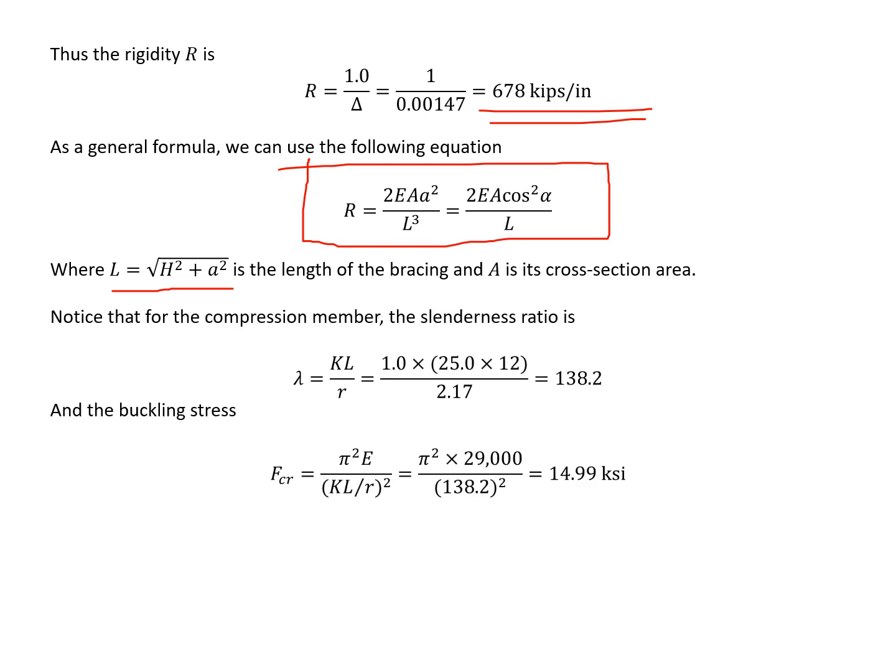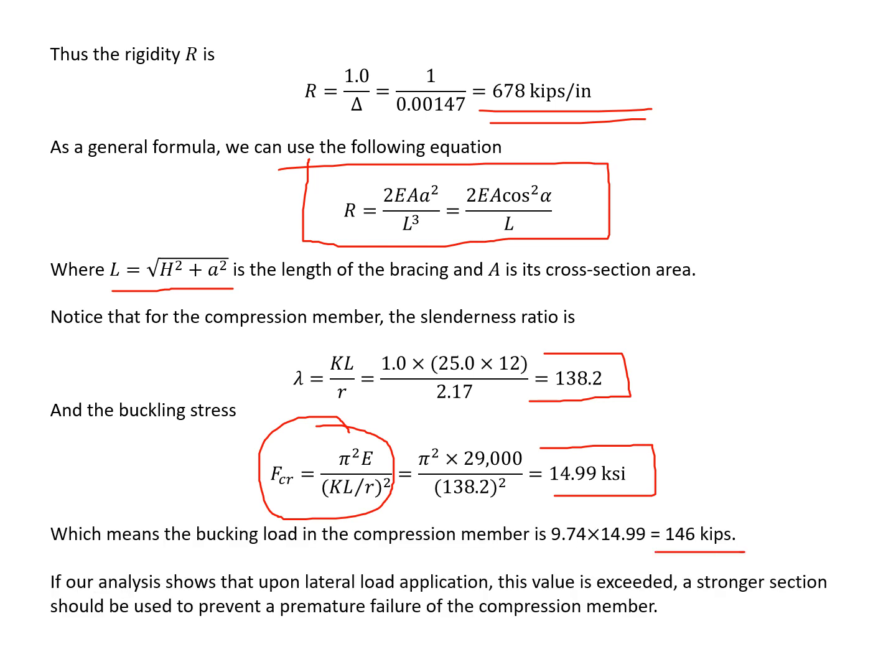Now, a side note in here, the slenderness for the compression member is 138.2. The critical buckling load for that one using Euler's equation is 14.99 KSI. So that's the equation for the critical stress. And if I multiply by the cross-sectional area, I get 146 kips. So if my calculations when I do the design shows that the lateral load is such that this element is stretched beyond this value, then it's going to get into buckling and it becomes ineffective. So we need to increase the size of it. Just a side note.